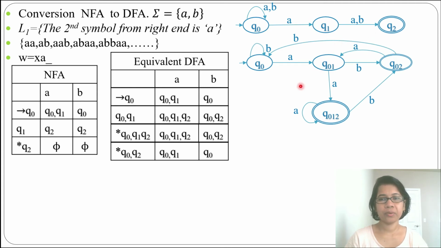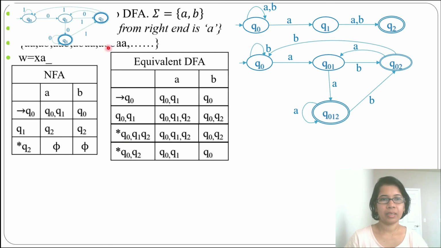If you remember, we already designed a DFA for this. This was the DFA. This is the same, but here we converted NFA to DFA. There we did the DFA directly. That was second symbol from the right hand is 0. Here second symbol from the right hand is A. So here we converted NFA to DFA with the help of the transition table. Now we'll see how we can convert directly from the transition diagram.